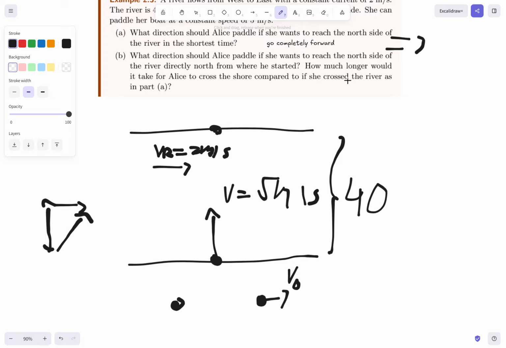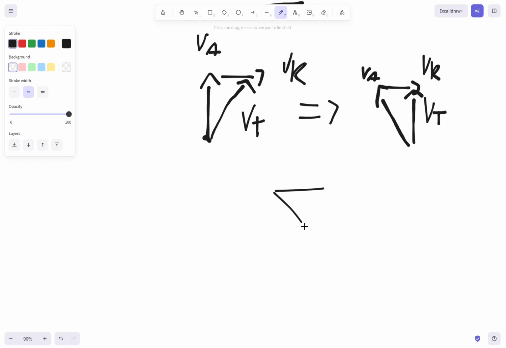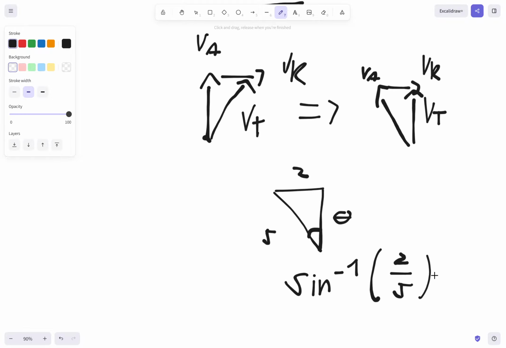How much? Oh, they want direction. So just think about it as a triangle. The V River is 2, the V Alice is 5. Even though they're not distances, it's the same thing. It's just vectors. It's not that deep. What is it? Sine inverse of 2 over 5 equals theta.